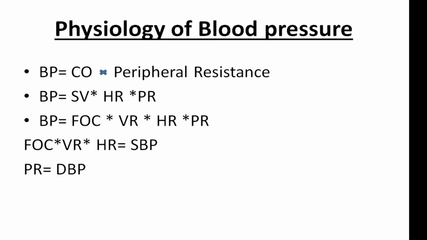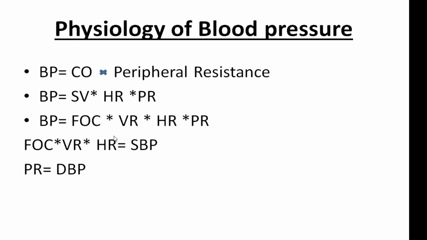Stroke volume depends on force of contraction and venous return to the heart. So if we simplify this equation, blood pressure is equal to force of contraction, venous return, heart rate, and peripheral resistance. These are the four main things on which our blood pressure depends: force of contraction, venous return, heart rate, and peripheral resistance.